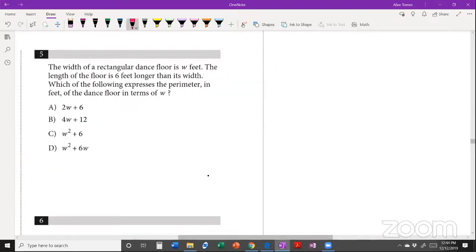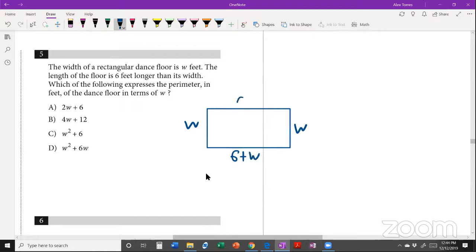Going over to number 5 now. The width of the dance floor is rectangular. Okay, so let's draw a little rectangle. And the width is W. Let's call this the width, W. The length is 6 longer than the width. So mathematically, that's 6 plus W.